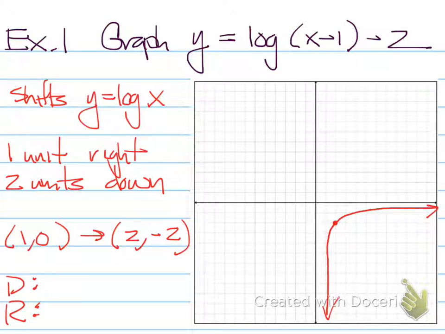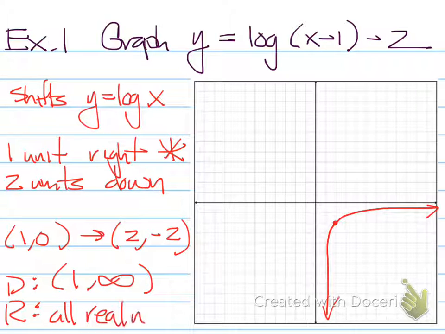The domain, as you can see, goes from 1 to positive infinity. Remember the domain was from 0 to positive infinity. Since it was shifted 1 unit to the right, it's now going to go from 1 to positive infinity. And the range is still going to be all real numbers.